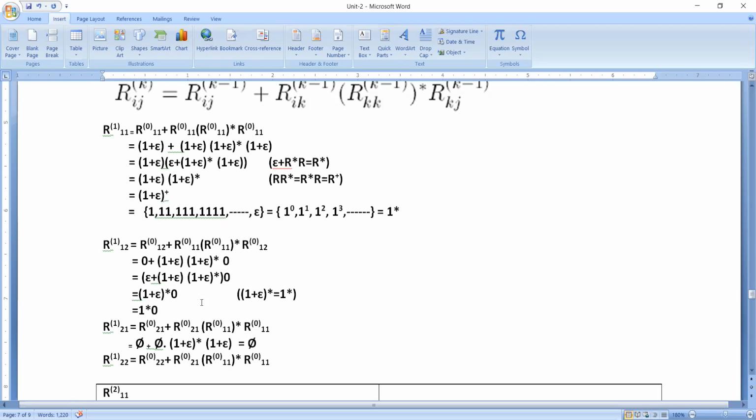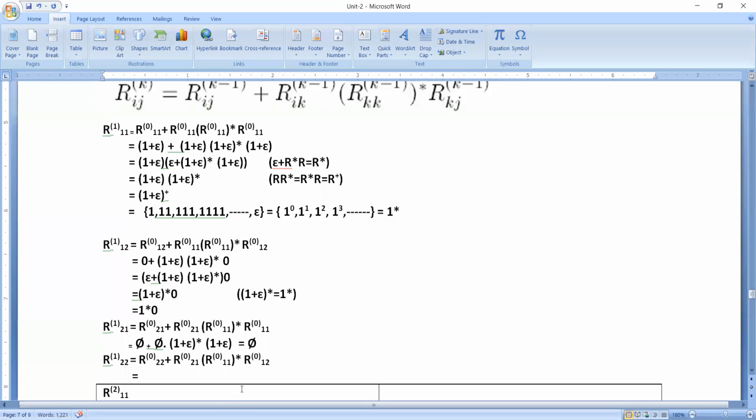And here what is kj? This will become R12 power 0. The reason for that is we are getting k as 1 and ij as 22. You can see here R22 power 0, then R11 power 0, then R12 power 0. Now we already know what the answers are for all these things.